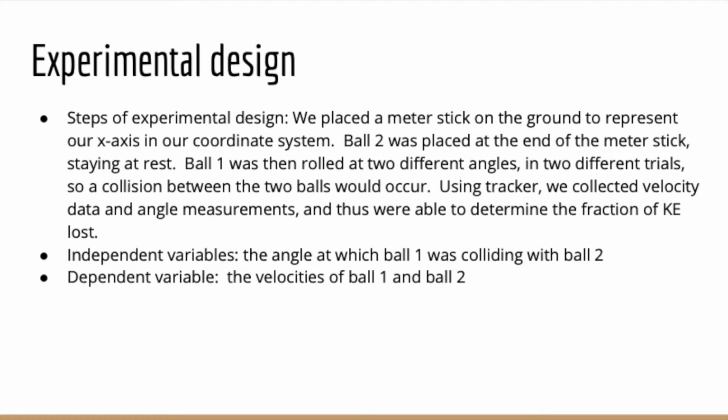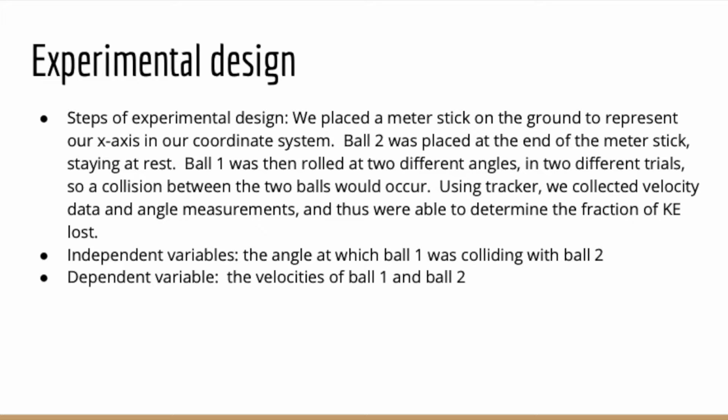To set up our experiment, we placed a meter stick on the ground to represent the x-axis and placed ball 2 at rest on one end. Then we rolled ball 1 towards ball 2 to create a collision. We conducted two trials, where the angle in the first trial was significantly smaller than the angle at which ball 1 was rolled in the second trial. Using the Tracker software, we were able to record values for velocity for the two trials and measure the exact angles. From this, we were able to calculate the fraction of kinetic energy lost and the e-value.